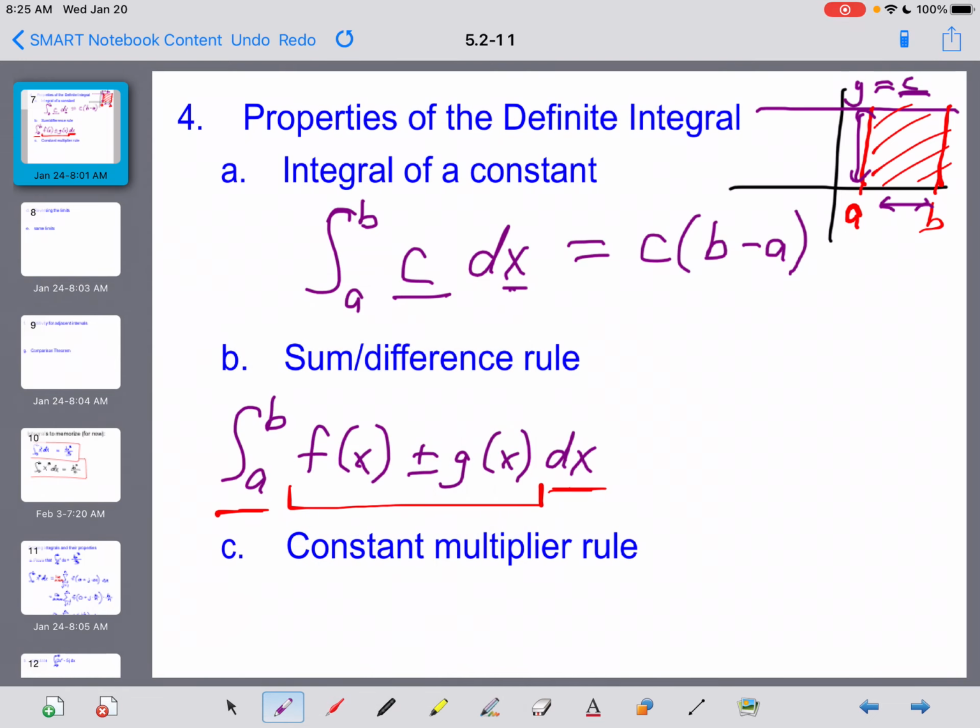Now, back to this. The sum or difference rule, this is going to be a little bit tight to fit in here.